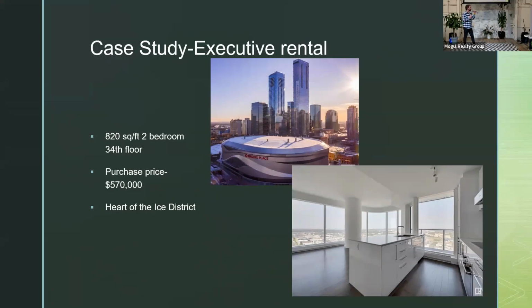This one is at Legends, so 820 square feet. So you see the difference, 1,127 on the last one, 820 on this one, and the price difference, right? So definitely a big difference there. But this one's a 2 bedroom on the 34th floor, $570,000 for this one. But your rent's going to be a lot higher, you're going to be able to get a little bit of a better premium on this guy. And this one's right in the heart of Ice District.